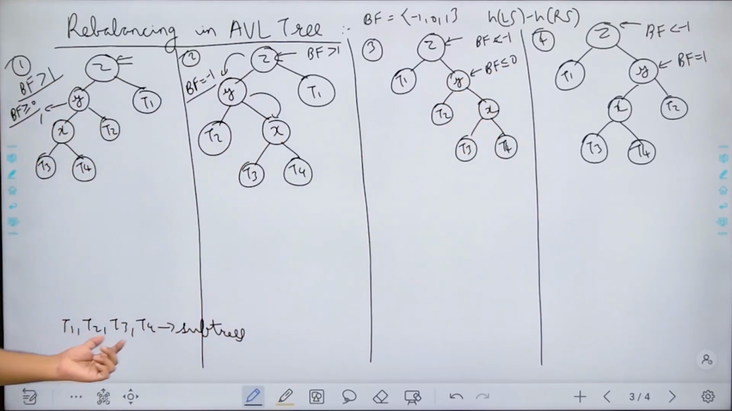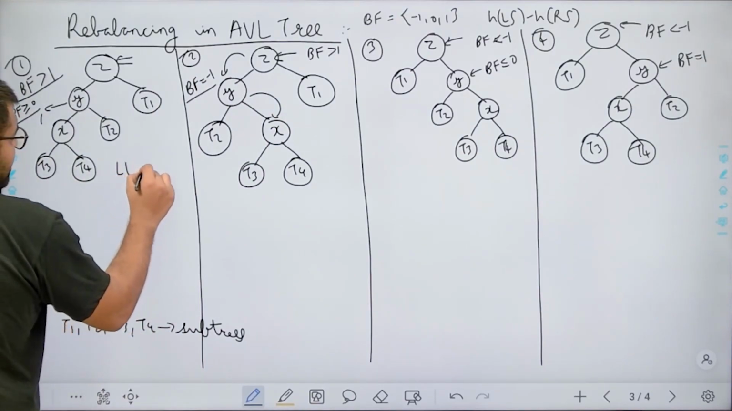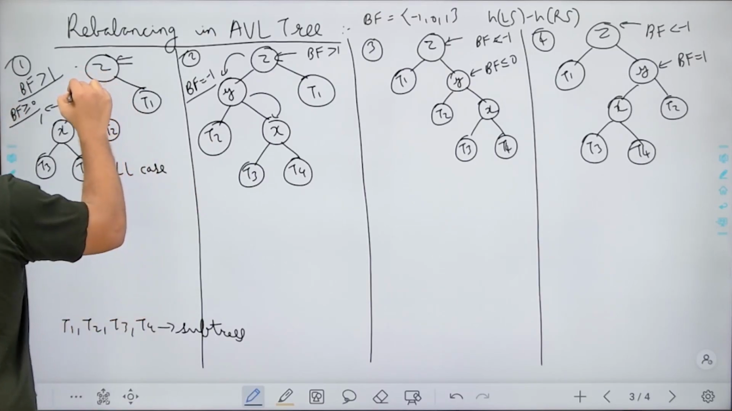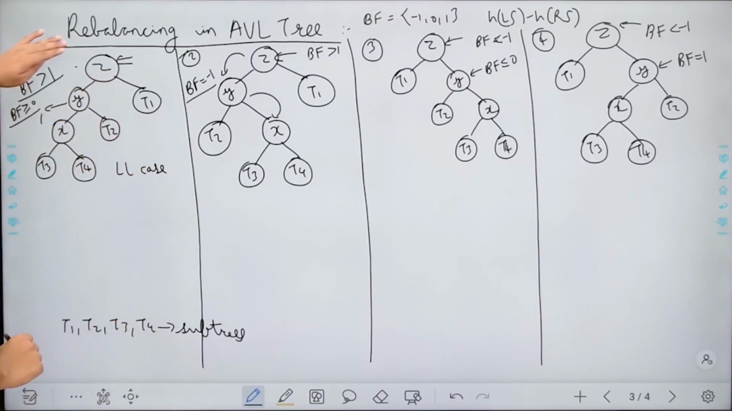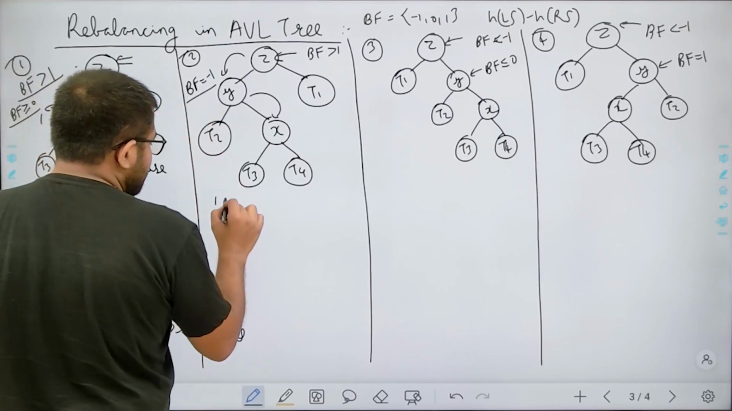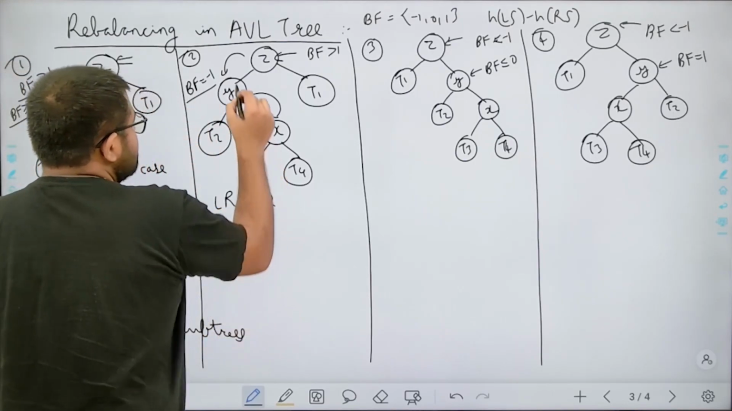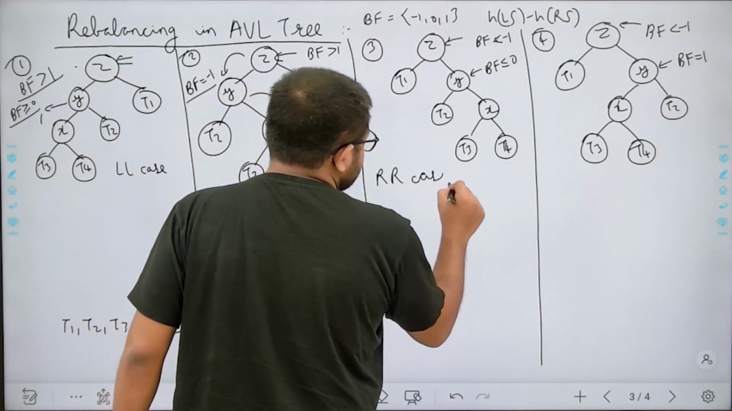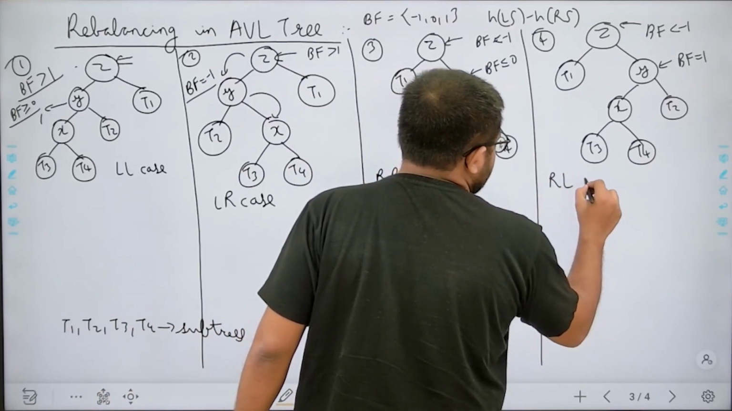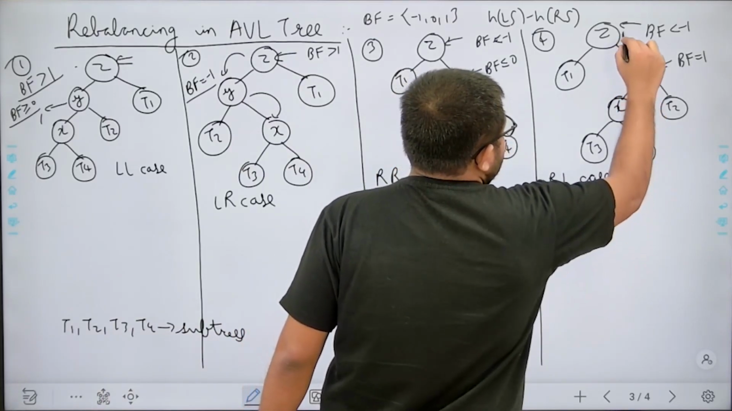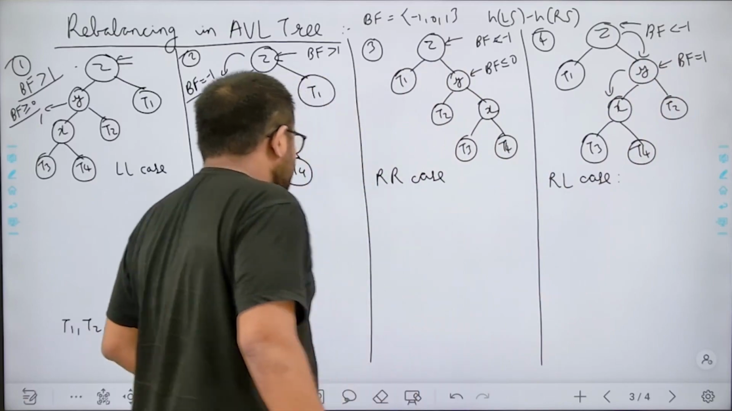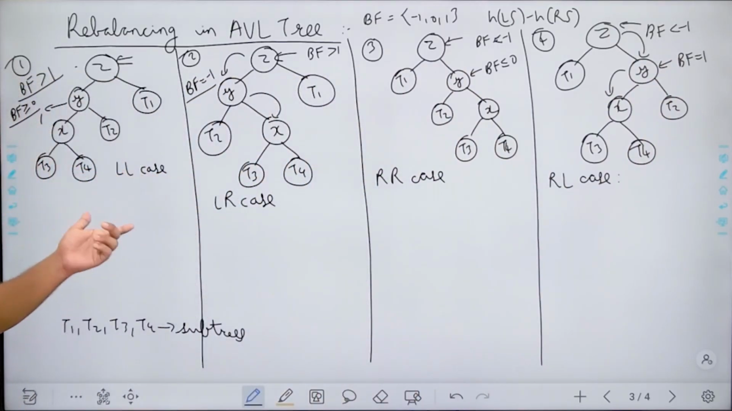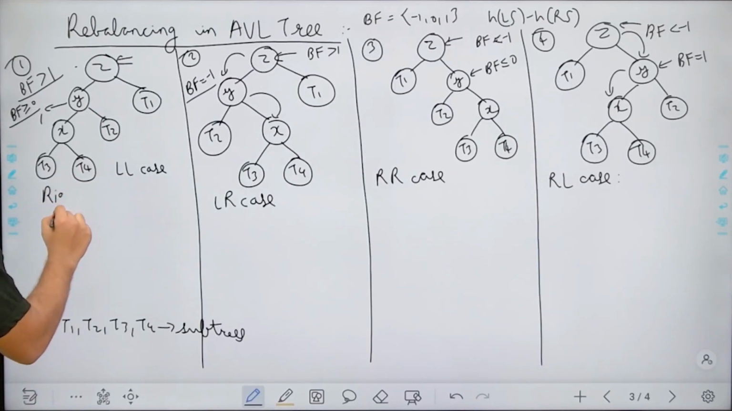Okay, and t1, t2, t3, t4 are subtrees. So this is basically called the left left case. Okay, this is left, and again on the left hand side y, z and x. This is called the left right case. So this is right, this is right, this is called the right right case, and this is called the right left case. Okay, this is right and this is left. Now there are different steps to balance them. If you have the left left case, you just do a right rotation.